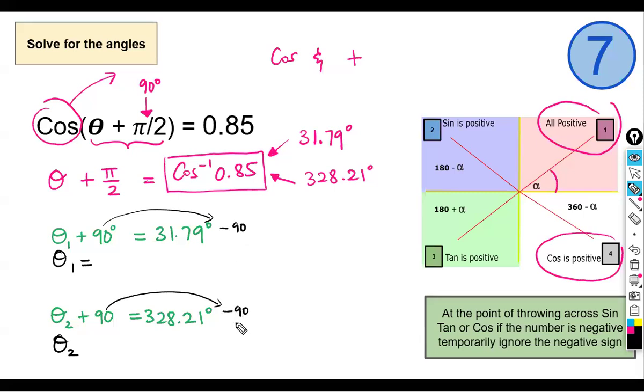It's okay to get negative answers. Nothing is wrong with a negative angle. I know most people here are not accustomed to negative angles, but negative angles are a real thing in maths. Send your final two answers there.